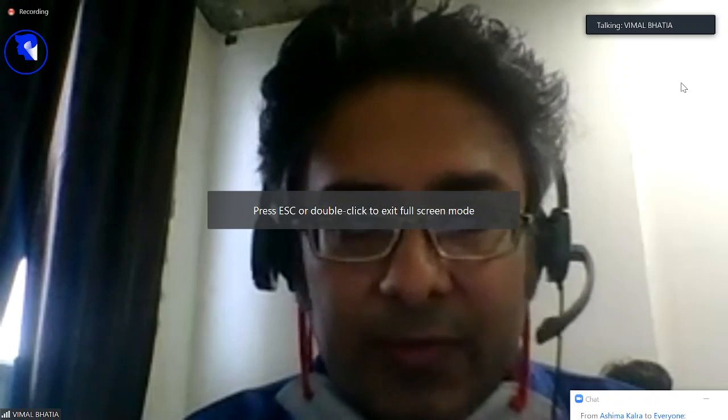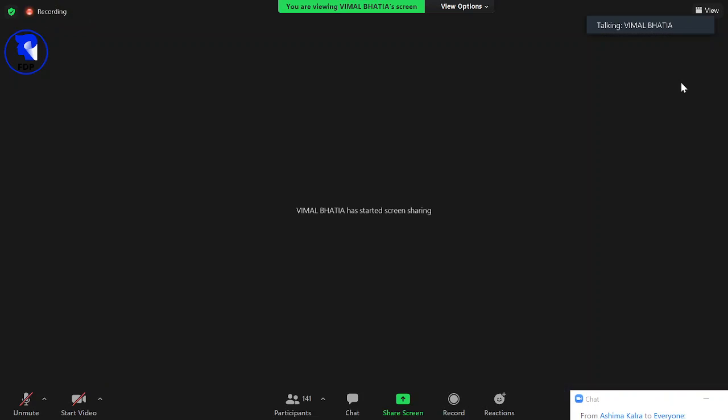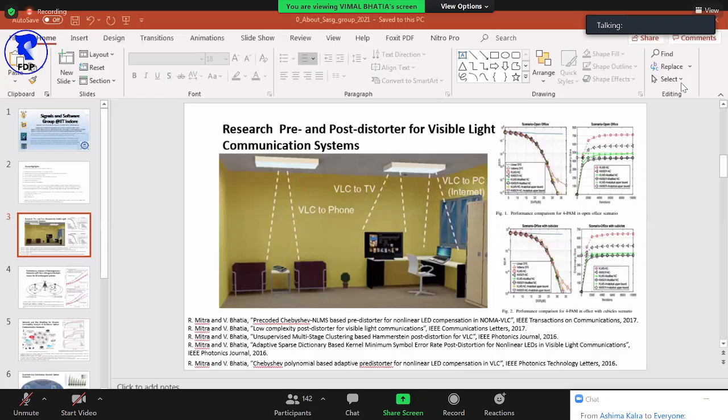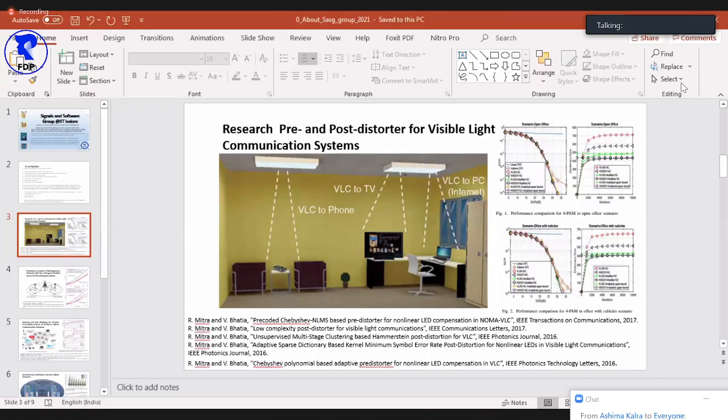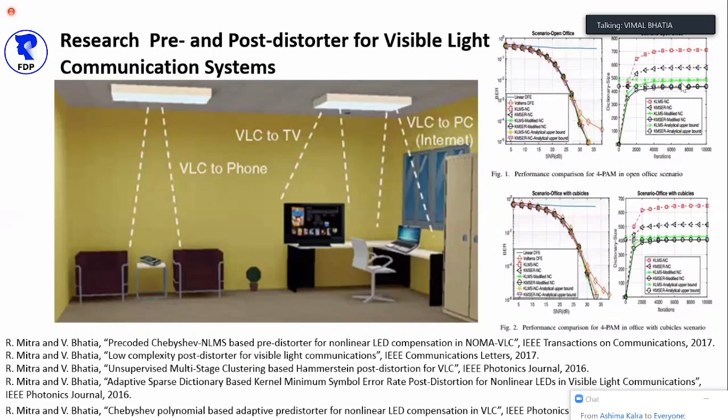Okay, so I'll first give an overview from where I left off, and then we can maybe go deeper into one of these applications. Okay, so here we see an example of a visible light communication system. You can forget about what it says as pre and post disorder at the moment.